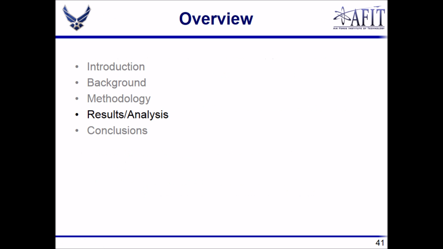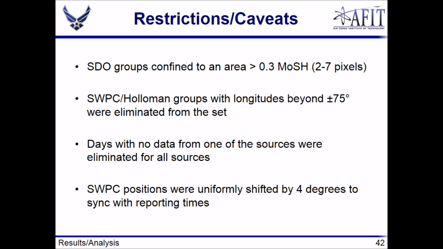So moving into some results. On slide 42, I want to mention some caveats that go into the comparisons. The SDO groups that I detected were confined to areas greater than 0.3, and the units there are millionths of a solar hemisphere, which is the typical unit that area is reported in. And this is approximately 2 to 7 pixels, depending on where you are on the sun. The reason I cut those out is because we're simply not going to get spot groups that are that small, and those could be considered pores in some cases. So we want to cut those out.